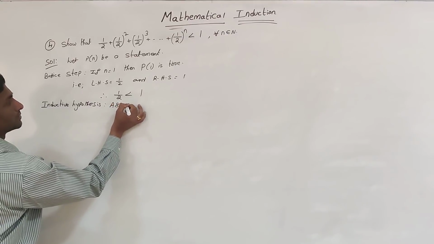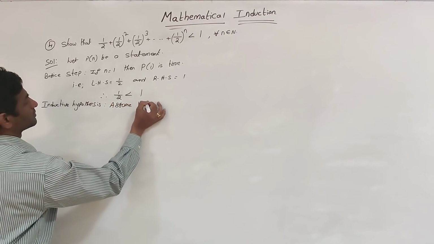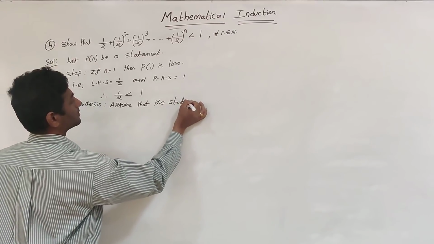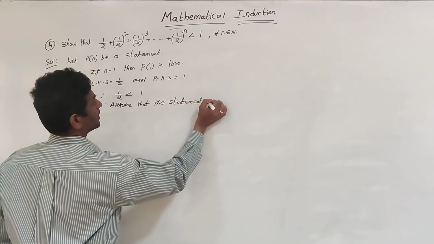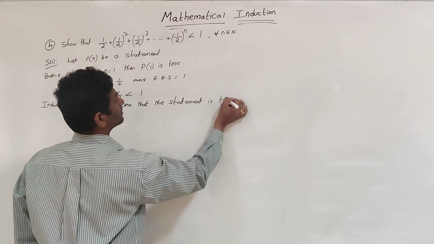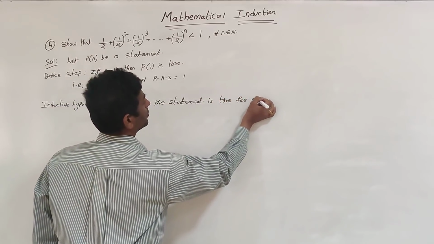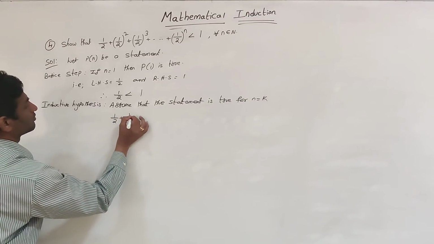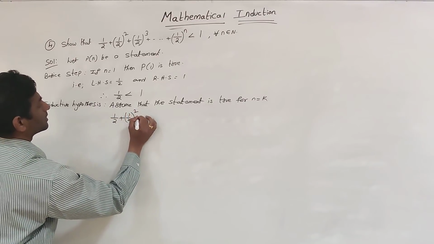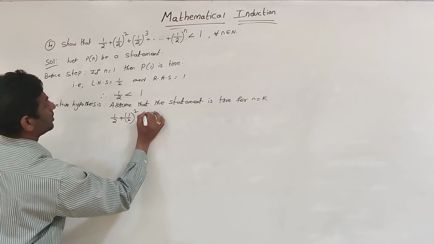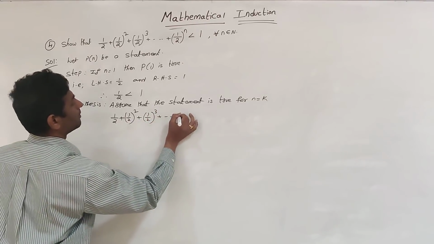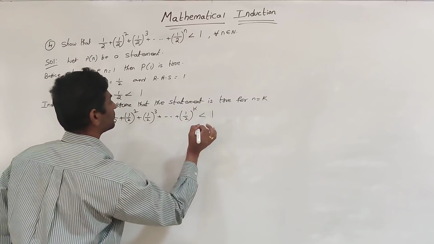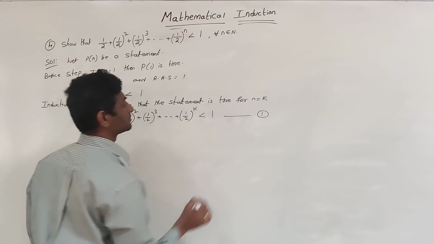Assume that the statement is true for n is equal to k. So 1 by 2 plus 1 by 2 whole square plus 1 by 2 whole cube plus so on plus 1 by 2 whole to the power of k is also less than 1. So that is our equation 1.